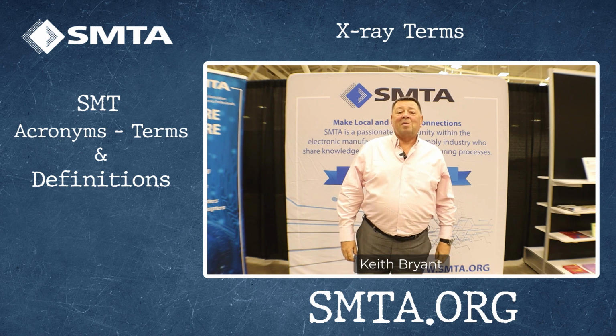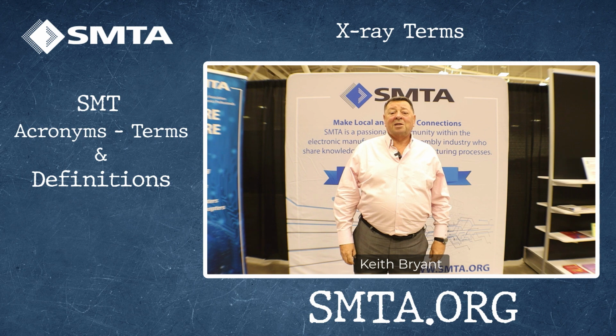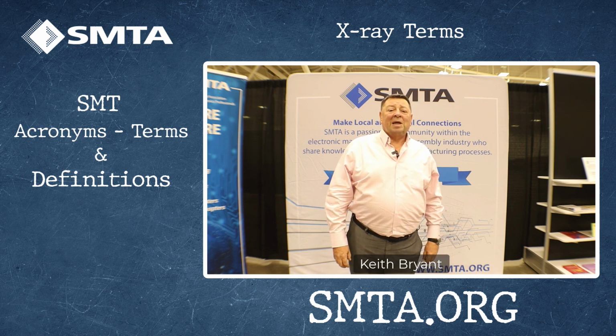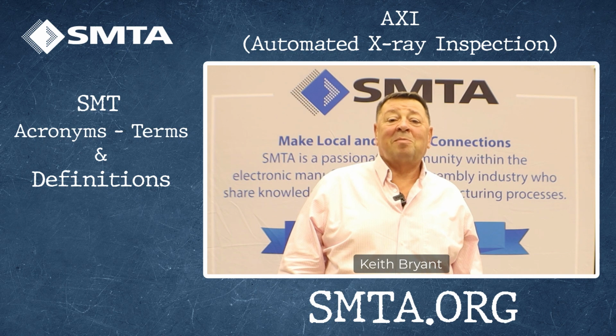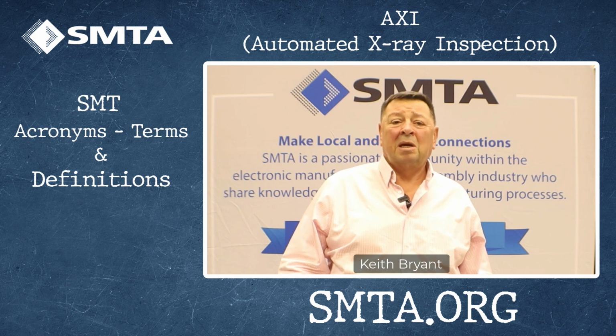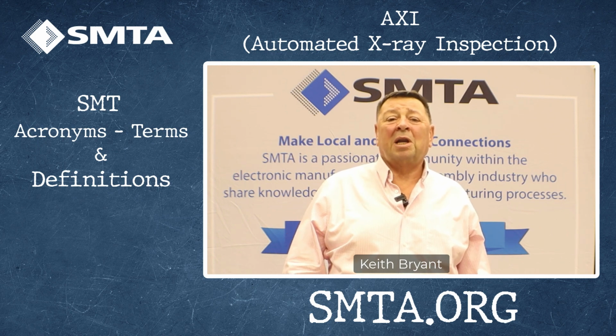Hi, I'm Keith. I'm a consultant in the X-ray industry, and I'd like to do a few acronyms that we come across in relation to X-ray inspection. The first one is AXI, which quite simply is automated X-ray inspection. This normally refers to an inline machine basically set up in a production line.